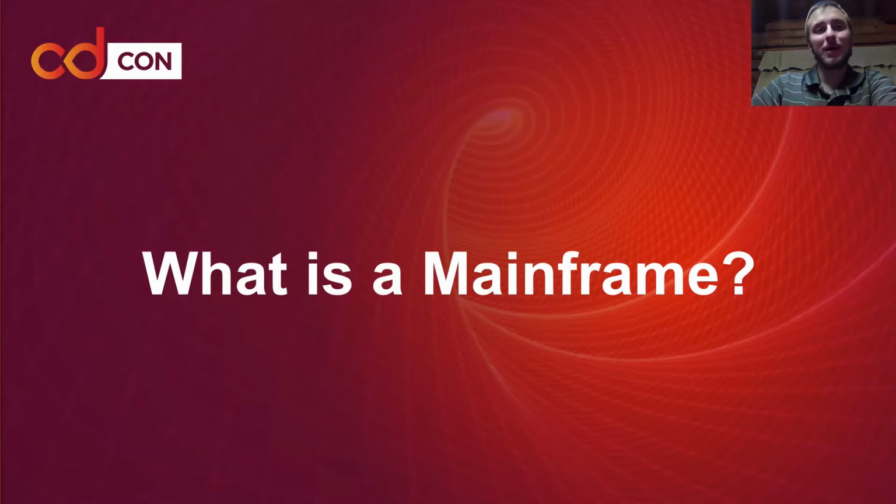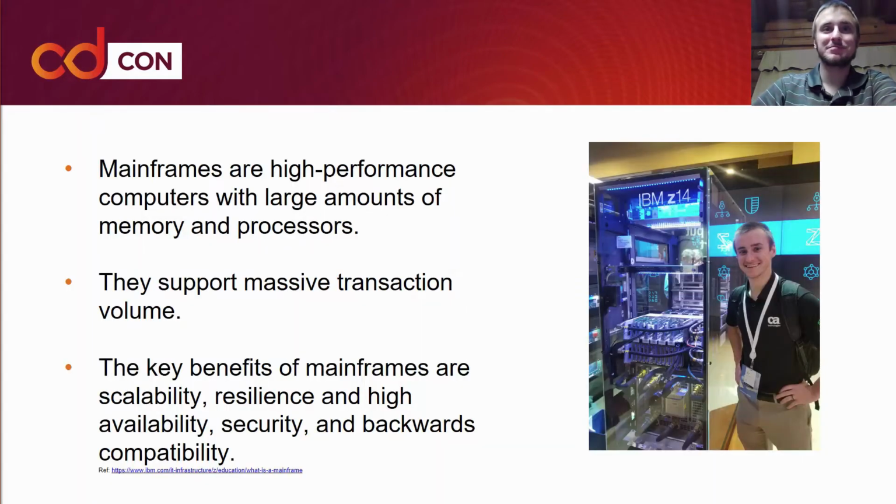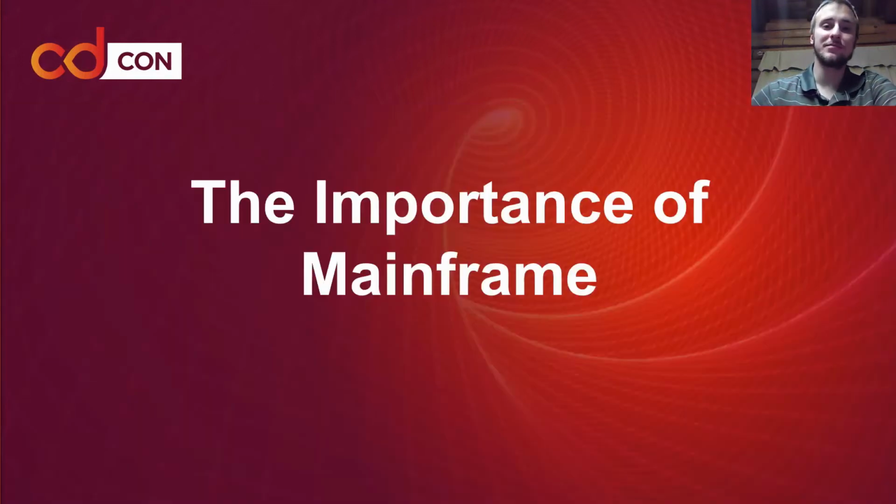So to start off, what is a mainframe? Well, mainframes are high-performance computers that are capable of handling many transactions. Their key benefits are scalability and security. They're also very stable. They typically ensure backwards compatibility, so there aren't that many changes. And it's important, as we'll talk about in the following slide, that these mainframes are stable and that they power much of the world's economy.